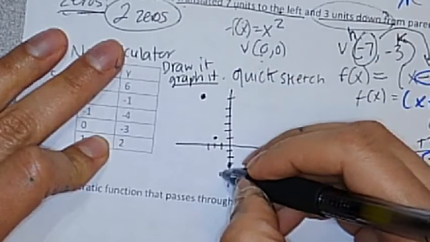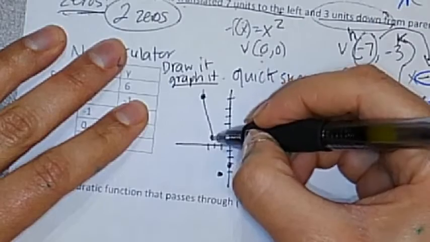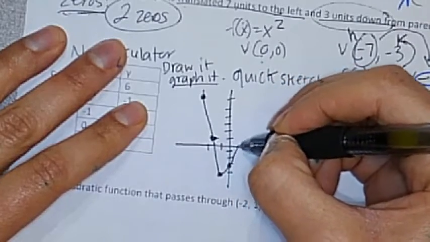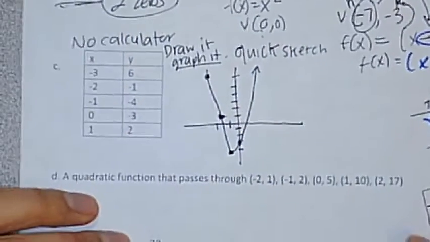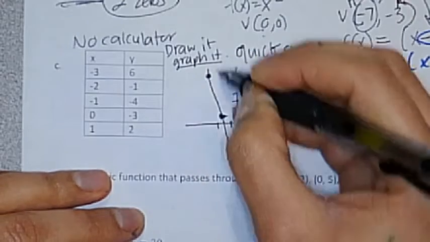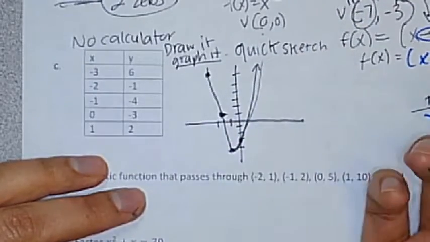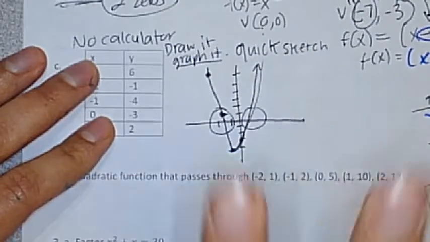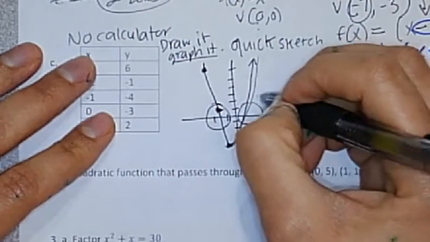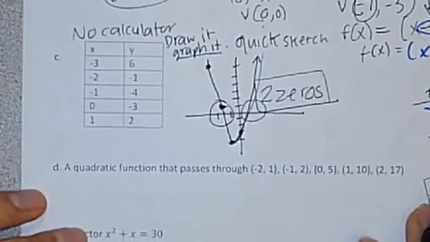So here you can tell already with the points that I have that the parabola is going to go something like that. Just by having this one, and this one comes back up. So you know that it's symmetrical, so it's going to go back up there. So with that, I don't need to know what the zeros are. I know that there are 2 of them. So 2 zeros for letter C.